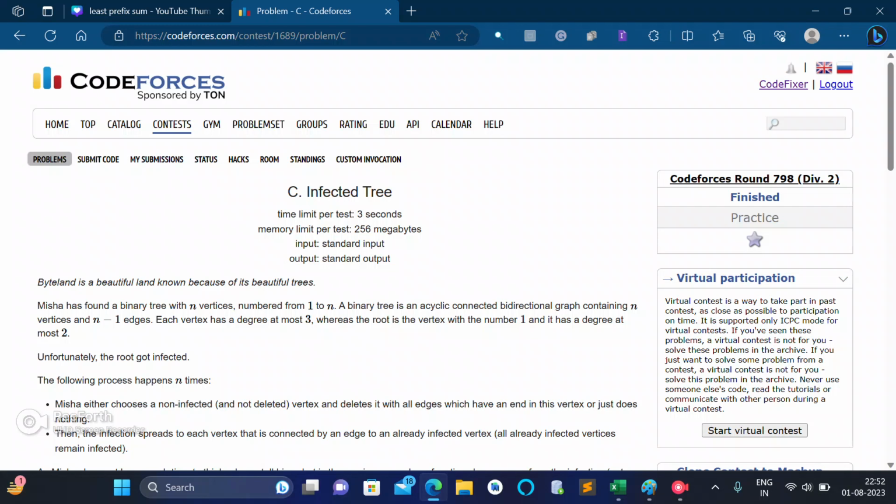At t equal to 0 only node 1 is infected, at t equal to 1 its children get infected, at t equal to 2 the children of its children get infected, and so on. That is, after each second the neighbors of the infected nodes get infected. And we are also given that we can remove any node.